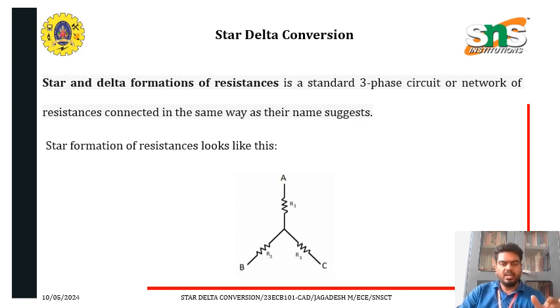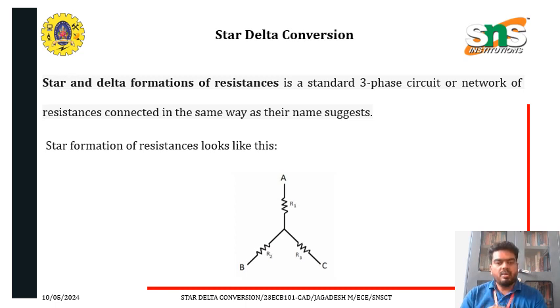Delta means the delta symbol, which everyone knows. Like that we can convert star to delta, and also delta to star. By using the star delta conversion or delta to star conversion, we can simplify any complex network. In any complex network, we can find out the equivalent resistance value. So that's the purpose of the star delta conversion method.